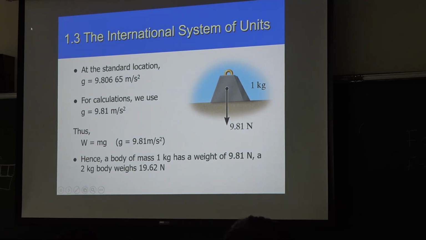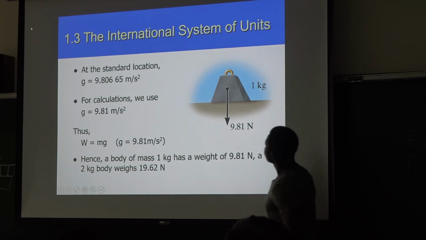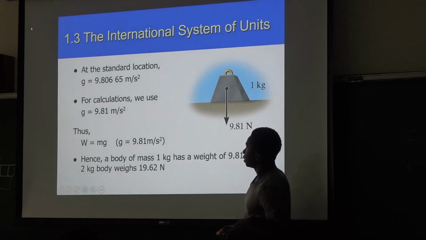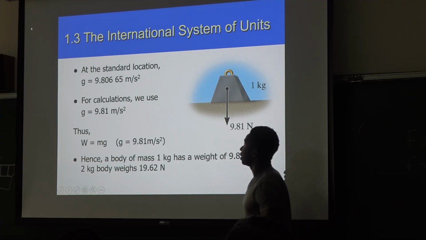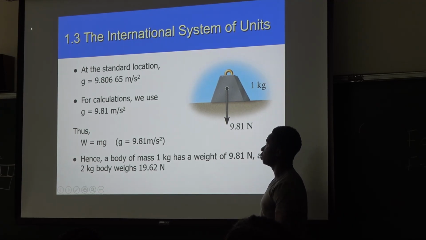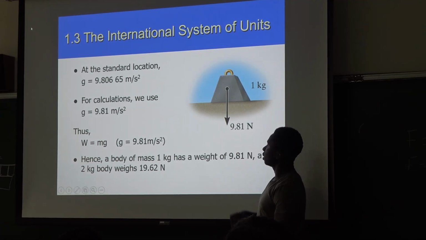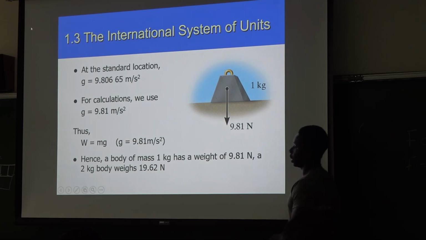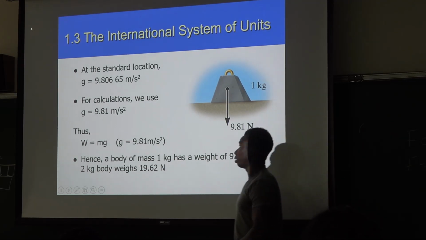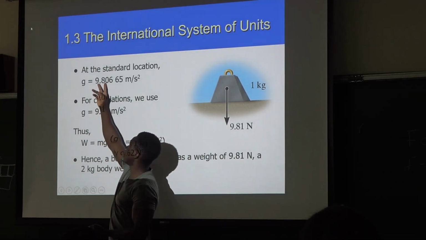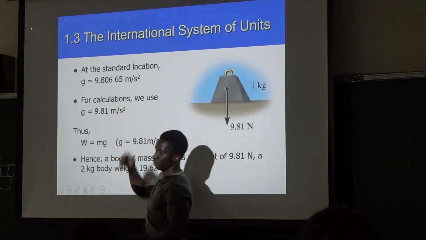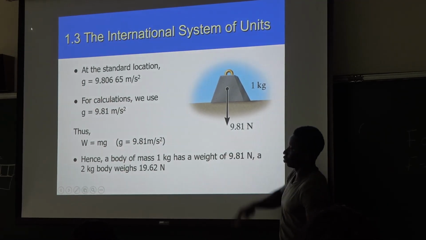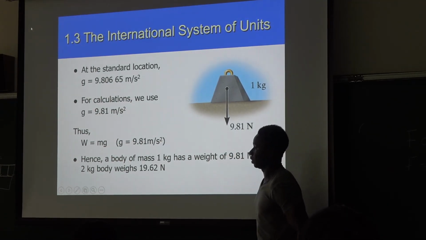Okay, and here we just have the standard value for g. It says at the standard location, g is equal to 9.806 meters per second square. For calculations, we will just use 2 decimal places, 9.81. This is good enough. If you're solving a problem, just use 9.81 and stop there. You don't need to waste your time writing all the decimal places.